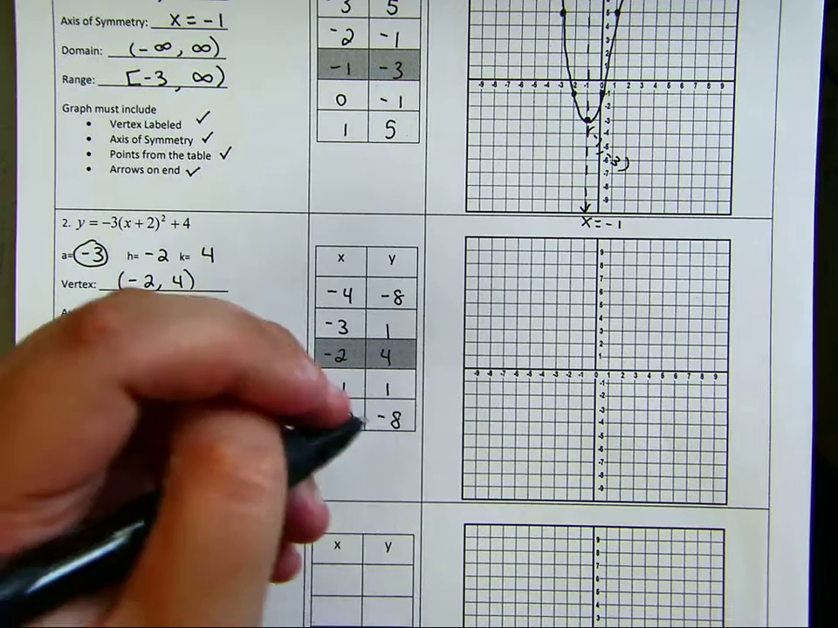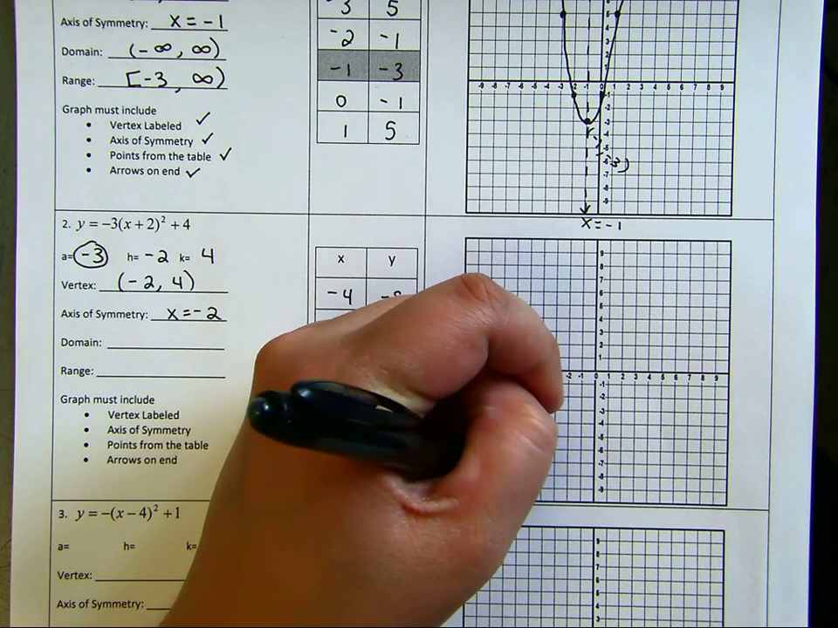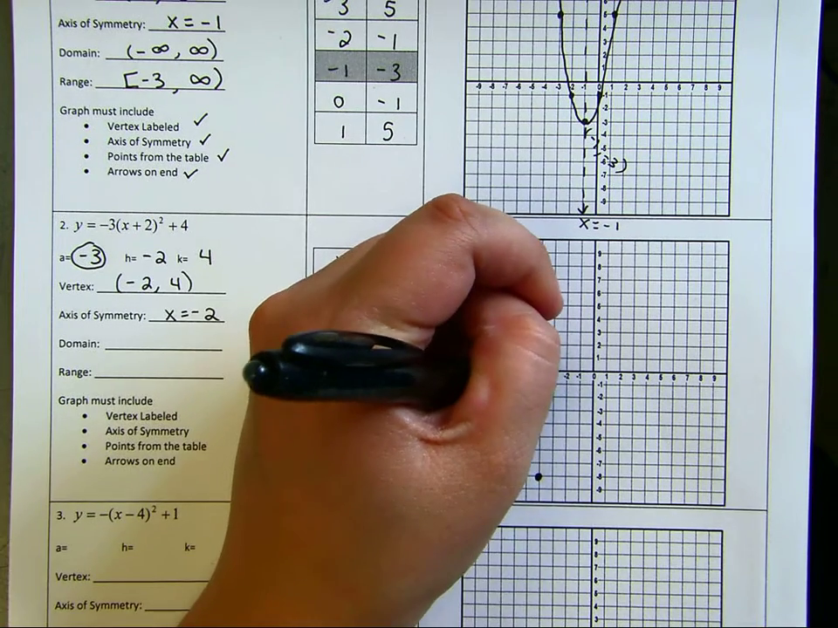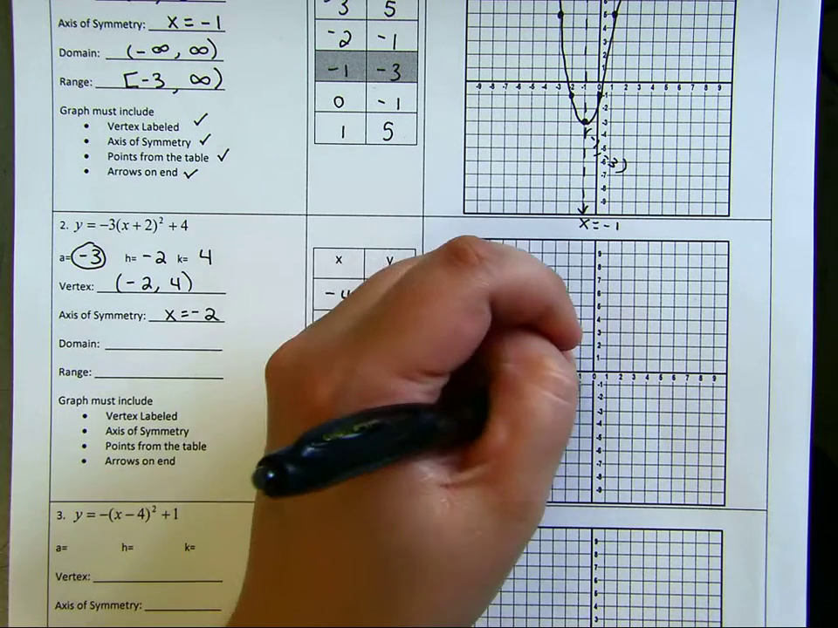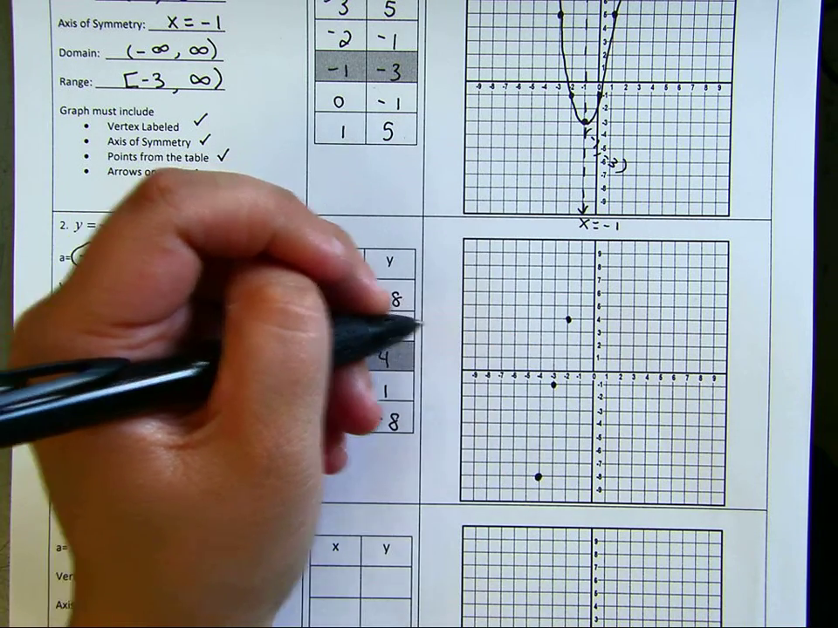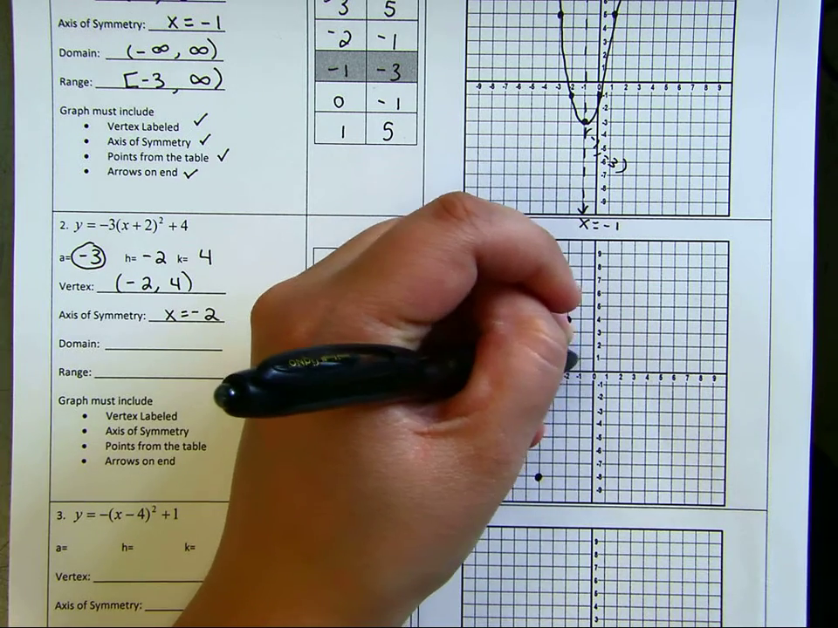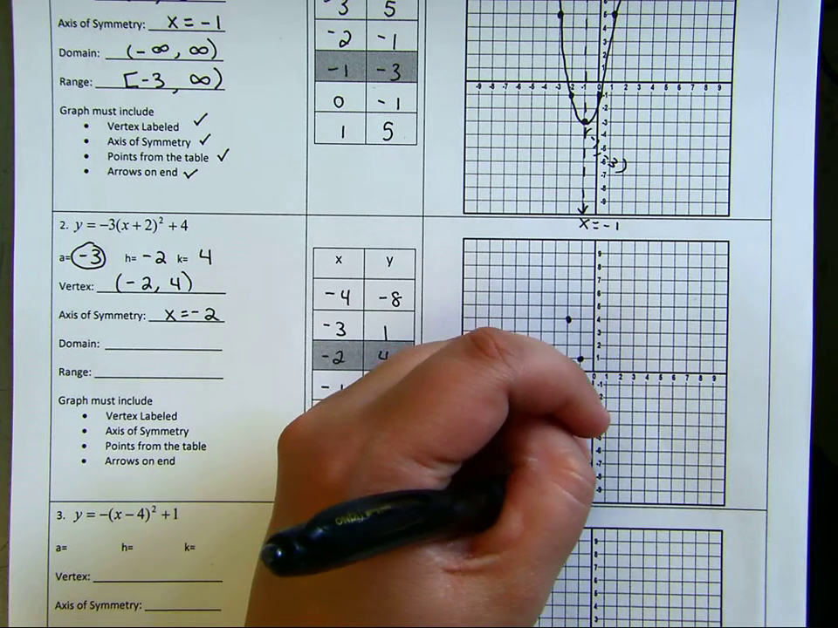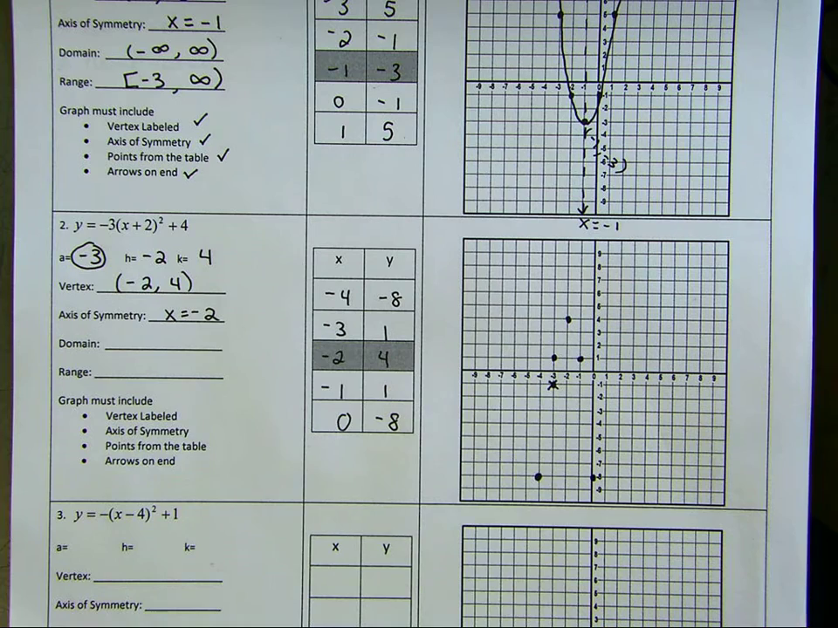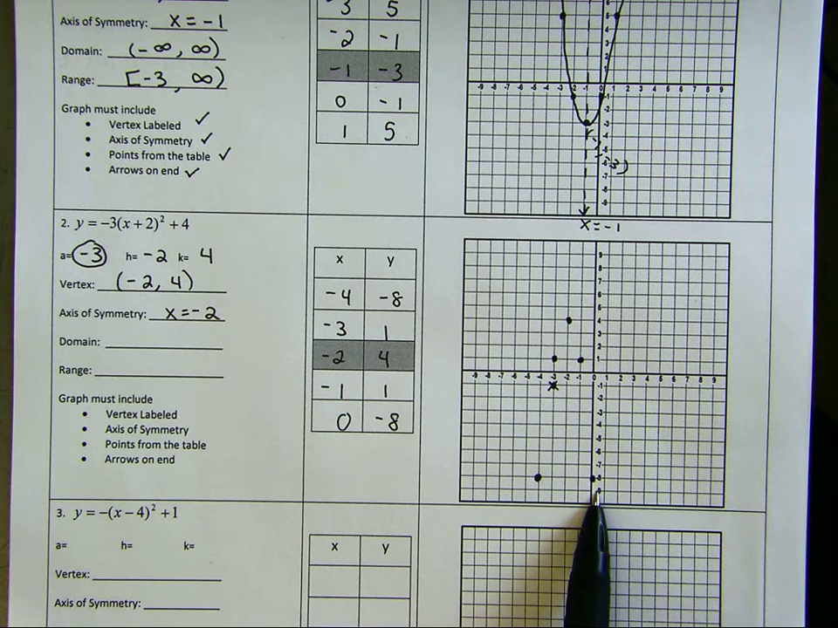Make sure you plot your points correctly, 1 on the left and 1 on the right. So -4, -8, -3, -1, -2, +4, -1. See, I plotted this one wrong, so I'm just going to X it out and put a +1, and then it's a -1, comma 1, and then 0, negative 8. So I was able to self-check myself because I knew that the point needed a matching point. So I had one on my left, I need one on my right.